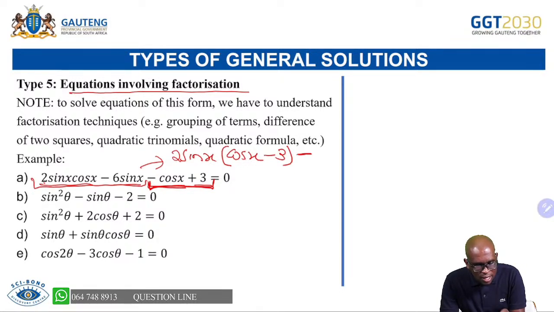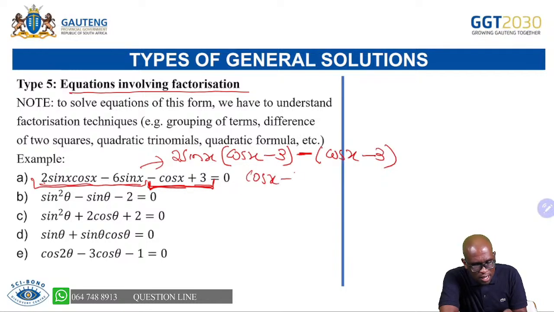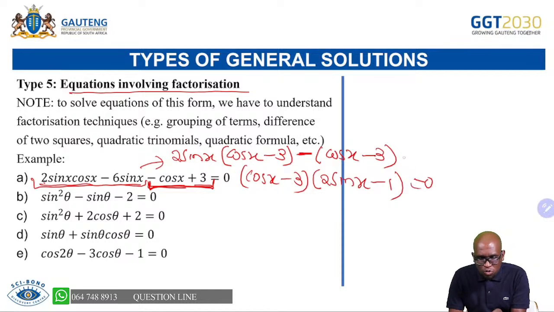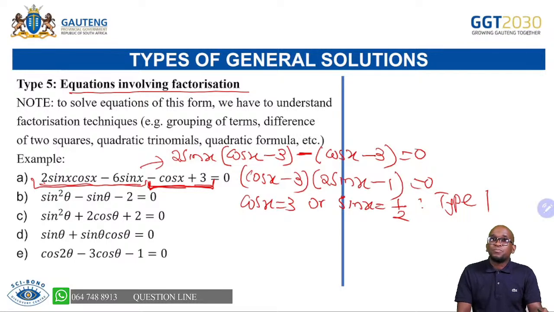I can do the same with these 2. I can take out a negative sign, and I'll be left with cos x minus 3. And then you can see now that I'm factorizing by grouping. So I'll take this as cos x minus 3, and then I open the new bracket sin x minus 1. So I can proceed to solve here, saying cos x equals 3 or sin x equals half. So this has taken me back to type 1. So that's what you need to be able to do.